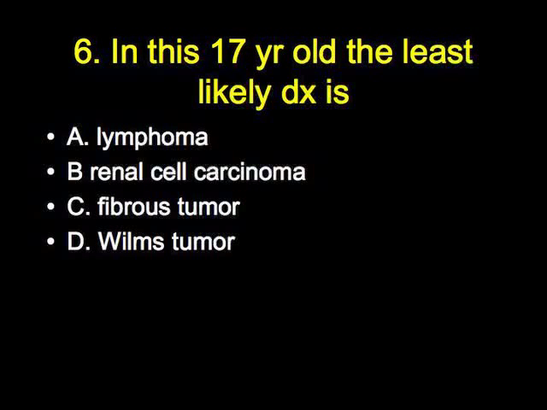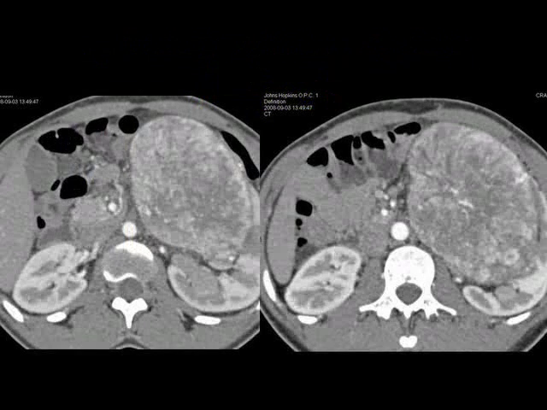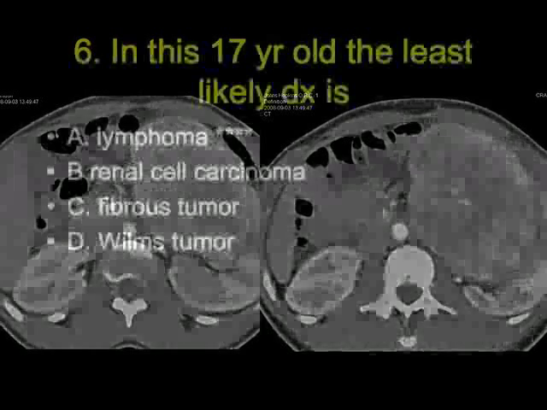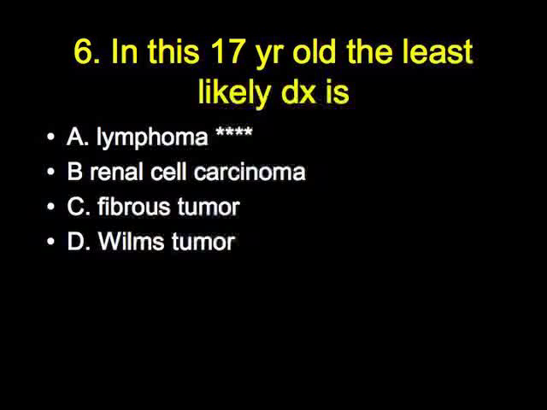Now, the next series of cases were this one. What's the least likely diagnosis? And I put lymphoma as the least likely diagnosis in this case because the mass is hypervascular. A young patient, I would have thought of Wilms, I would have thought of renal cell. This was a crazy case. This was a fibrous tumor of the kidney. It used to be called hemangiopericytomas. Very unusual, and the film panel got this wrong, and so did we.